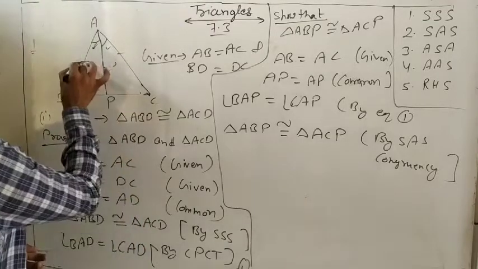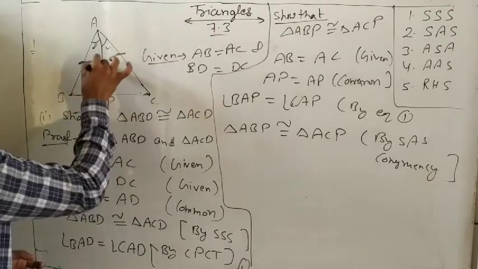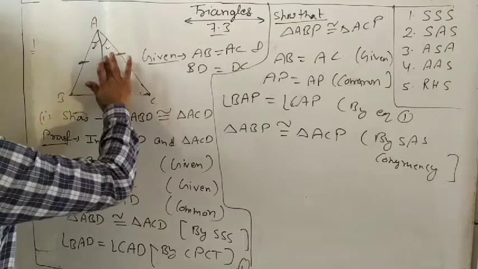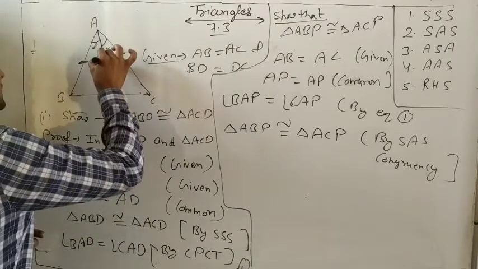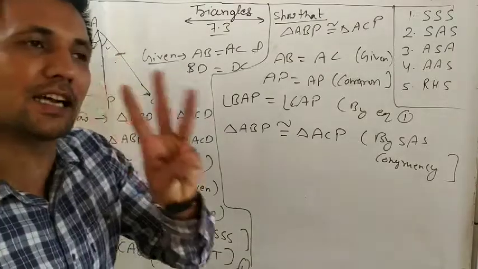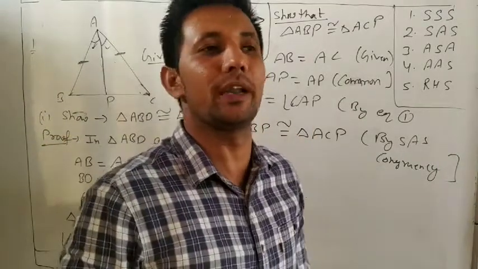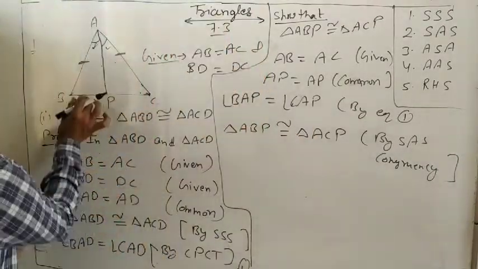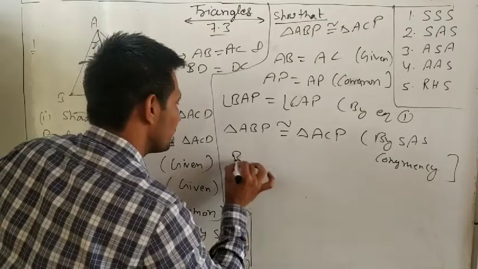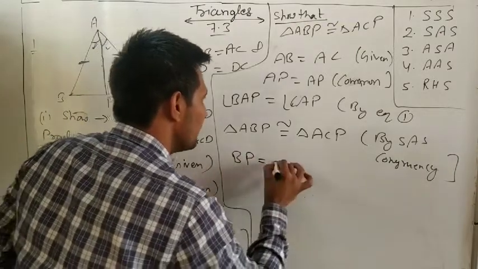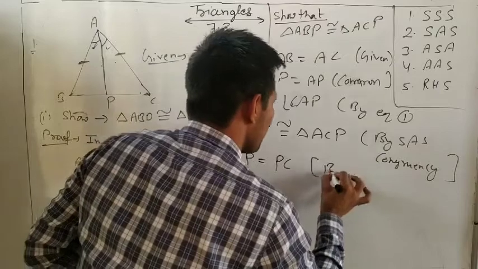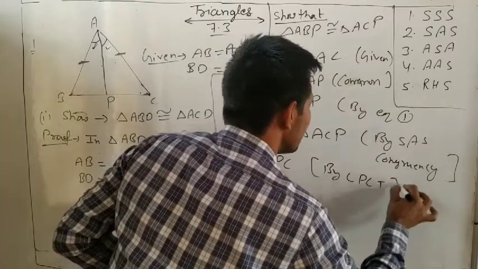Yes, this side corresponds to this one, and AP is already common. So which one is the third side? There are three sides corresponding and three angles corresponding to each other. So the third side BP is equal to PC, so you can write BP equal to PC by CPCT.